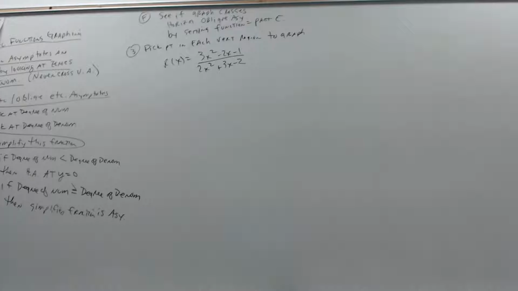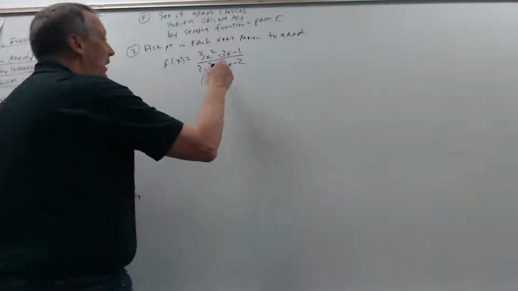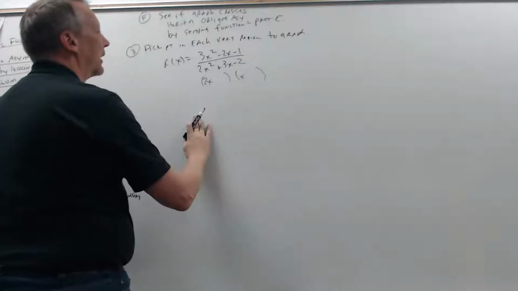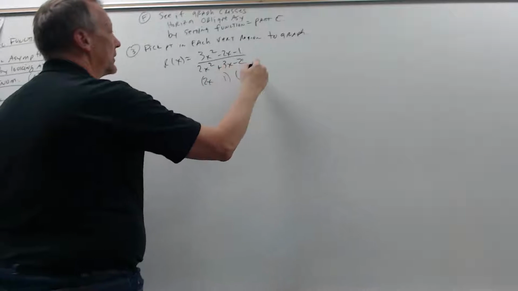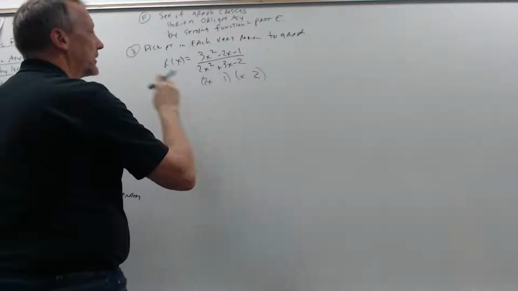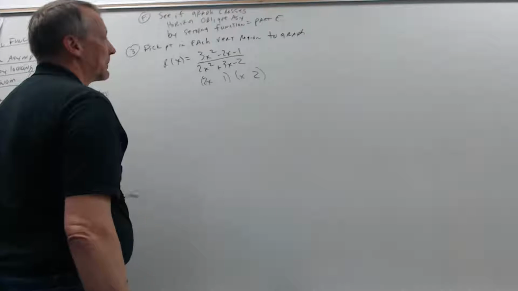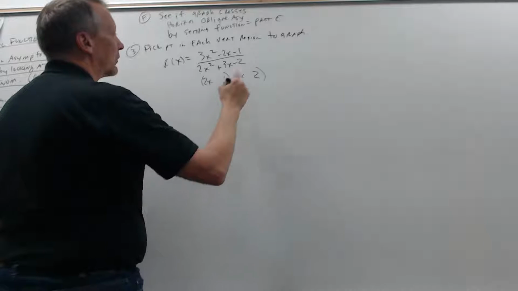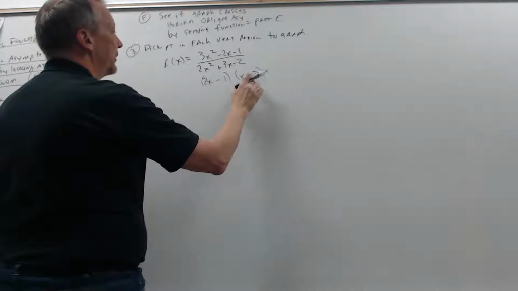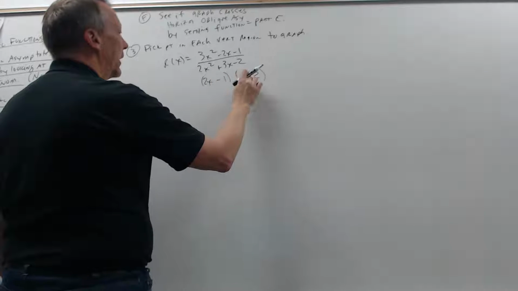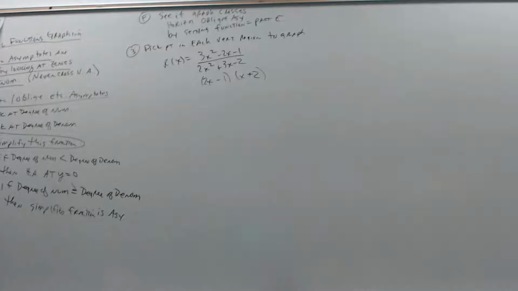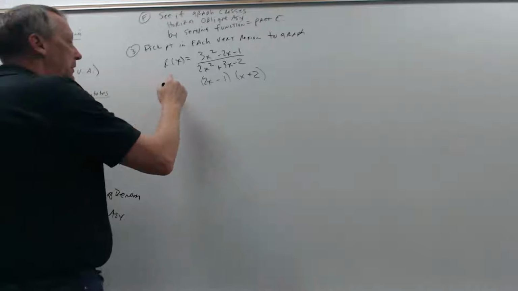Factor. Factor what? The denominator. Is the denominator factorable? Yes. 2x and x, right? Yep. 1 and 2. Okay, what are my signs? Plus 2 and negative 1. So that's positive 4 minus 1 is 3. Negative times a positive is a negative. Perfect. Okay, so you've got vertical asymptotes at where?